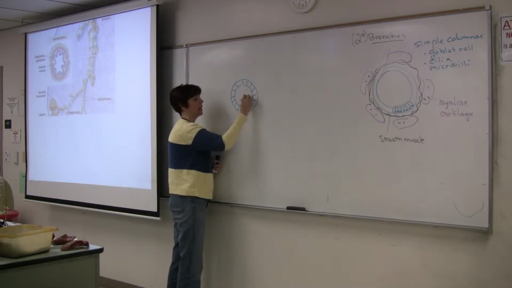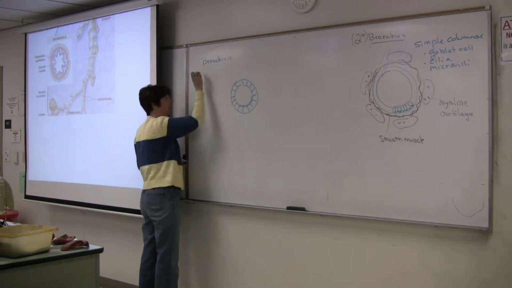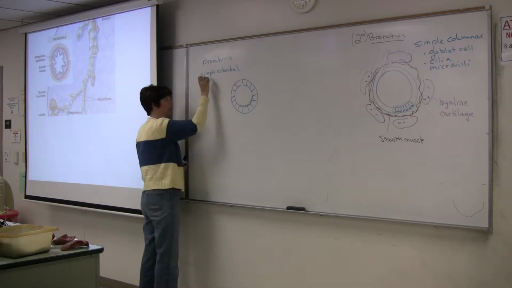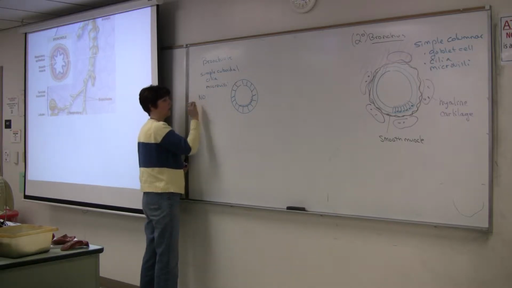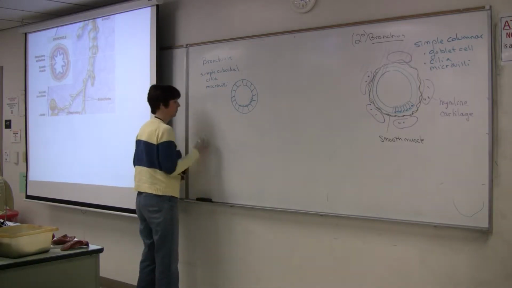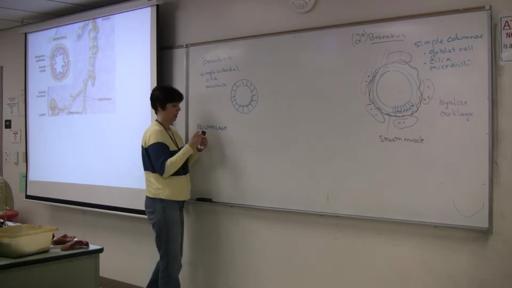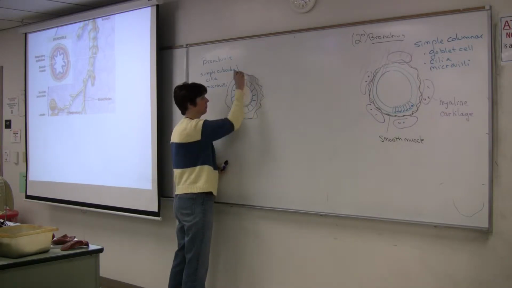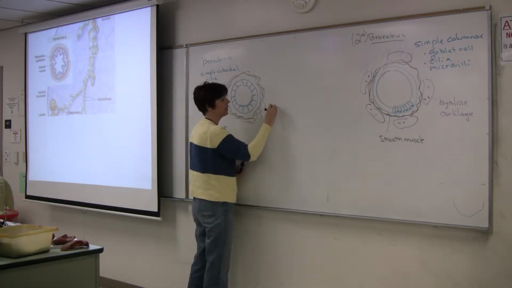But we still see cilia, right? So this time we do have simple cuboidal. Cilia and microvilli are present. No cartilage. But we do have smooth muscle. And again, it doesn't have a specific name.